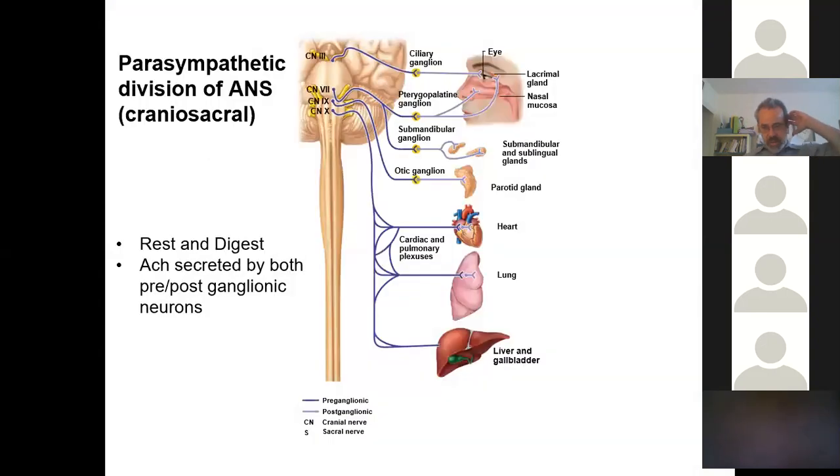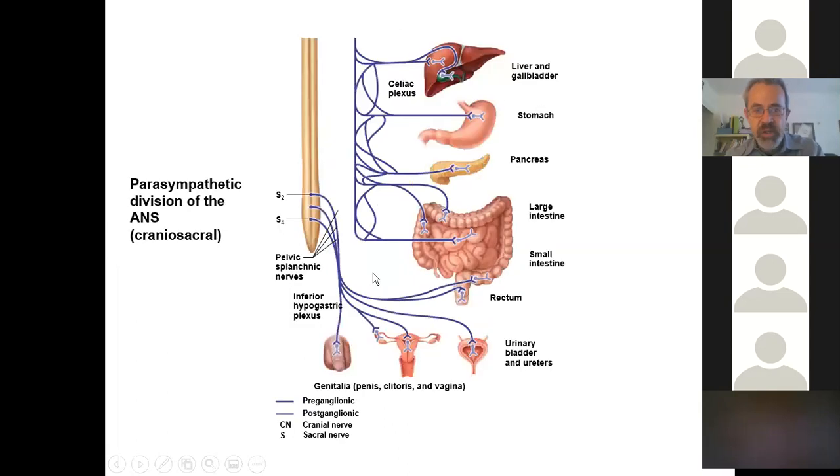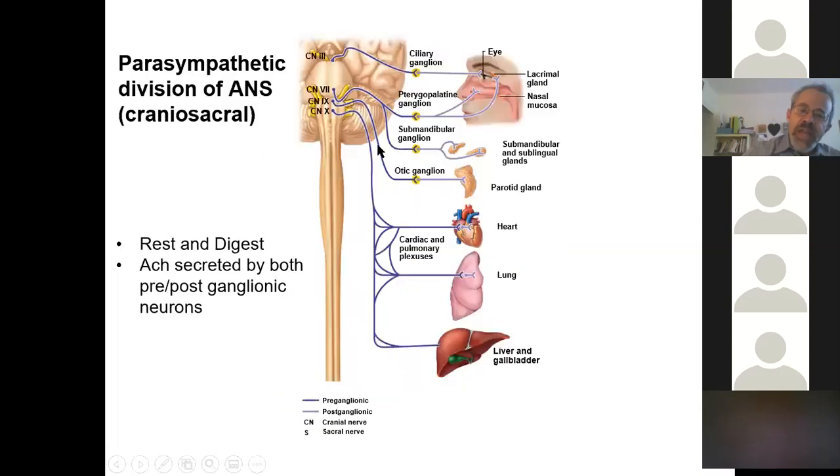All right, so the final frontier here is the parasympathetic. So now let's take a look at the specifics of the parasympathetic. Remember, parasympathetic is cranial. Actually, it only shows the cranial nerves. I think the sacral is on the other page. Cranial and sacral nerves are part of the parasympathetic system. This is what we call the rest and digest, which is the opposite effect of the fight or flight.